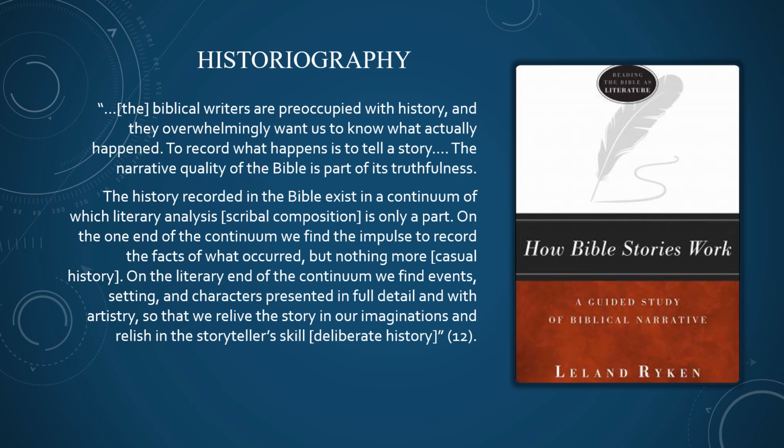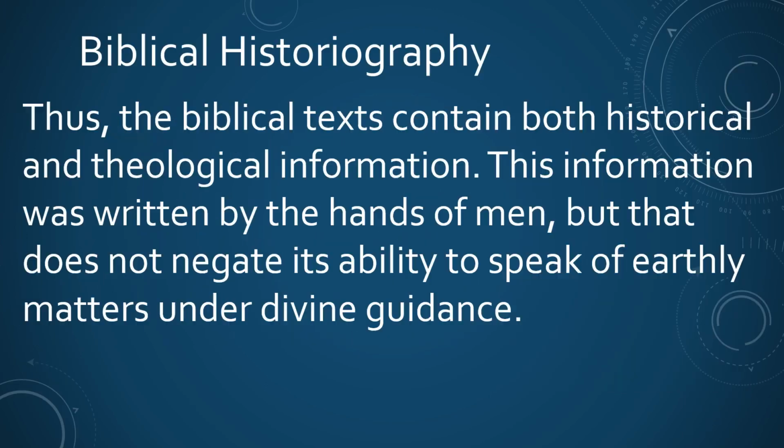On the literary end of the spectrum, we find events, setting, and characters presented in full detail with artistry, so that we relive the story in our imaginations and relish the storyteller's skill. That's deliberate history. So history has a sort of spectrum, and it can be more deliberate or more casual, but that takes place in any sort of narrative story.